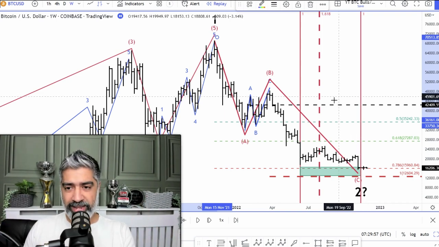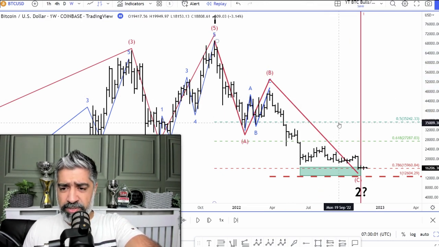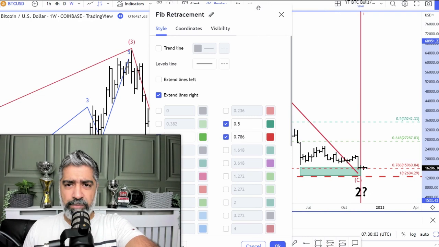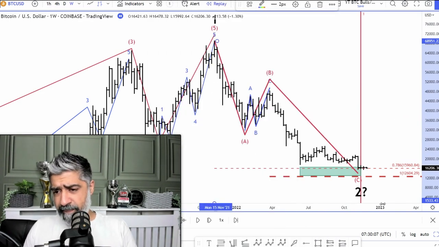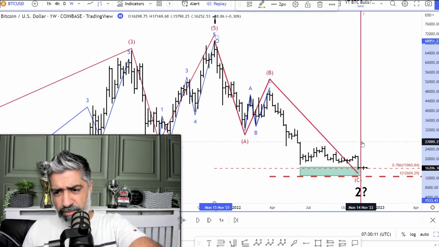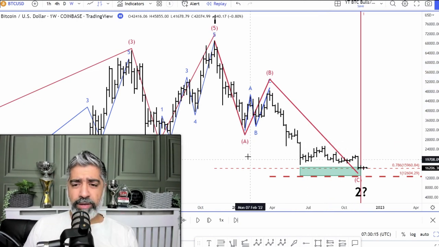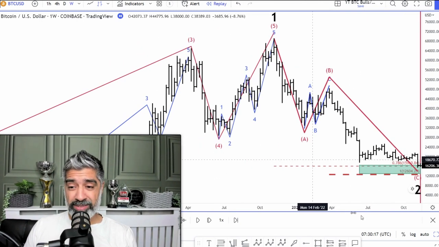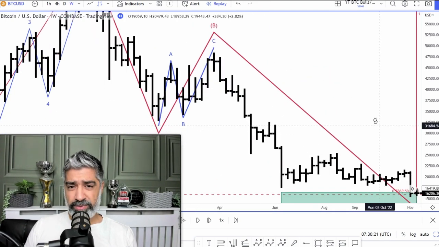So let's just look at this now. Let's get rid of this. This has served its purpose. We'll keep the 78.6% correction. And we don't need this anymore either, right? We'll leave it there for a second. What else can help us information-wise? Well, I'm going to show you this, because this is the information that we're using.